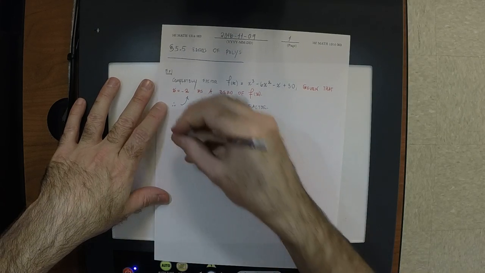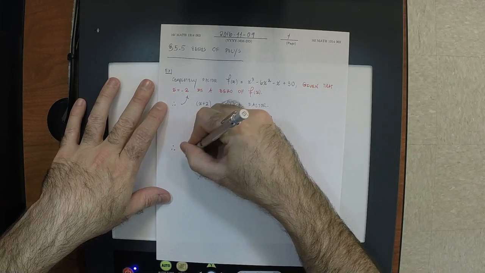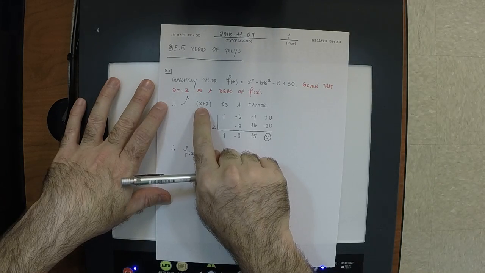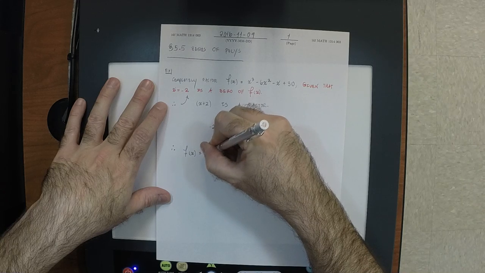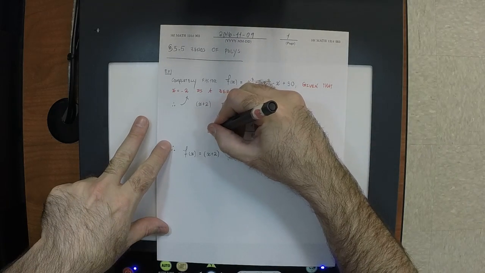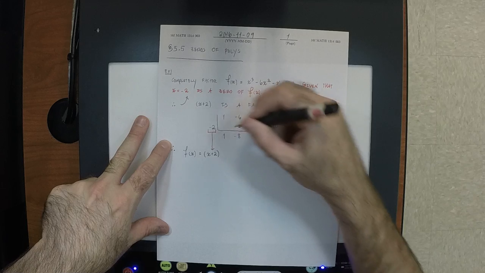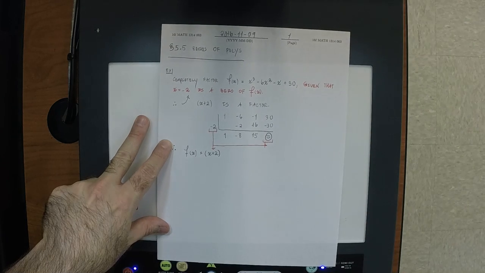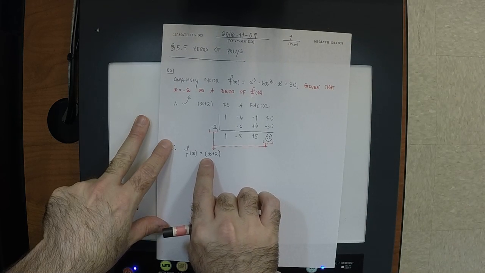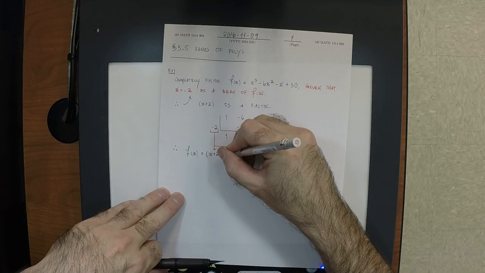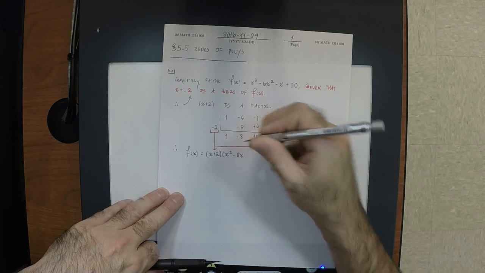So that tells us something about f. That tells us one of the factors. What's one of the factors? That's one of the factors. So the fact that we evaluated here and got a zero here tells us that this is one of the factors. But it also tells us another factor. What's another one? Very good. X squared minus 8x plus 15.